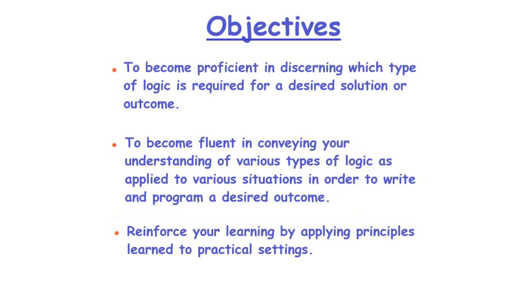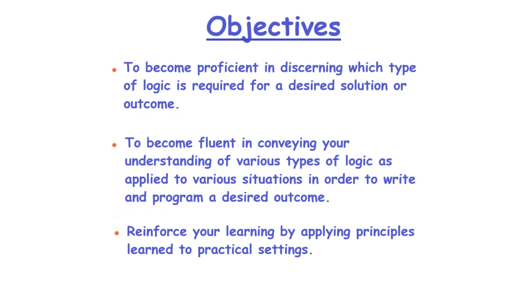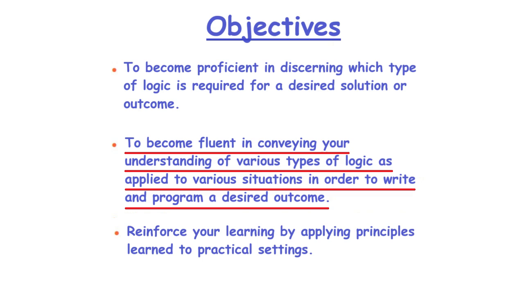On with the lesson. If you're wondering why am I here, let's first consider the objectives or the outcome of this lesson. Let's consider the first bullet point: to become proficient in discerning which type of logic is required for a desired solution or outcome. But don't worry so much about this right now, as I will show you you're already proficient at this, you just don't know it. Second bullet point, to become fluent in conveying your understanding of various types of logic as can be applied to various situations in order to write and/or program a desired outcome.